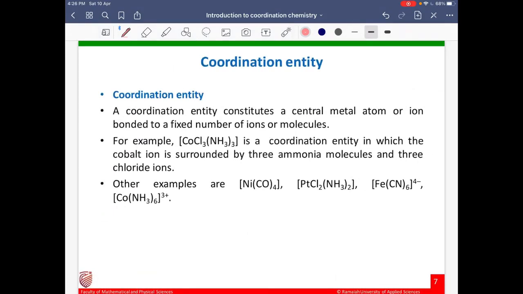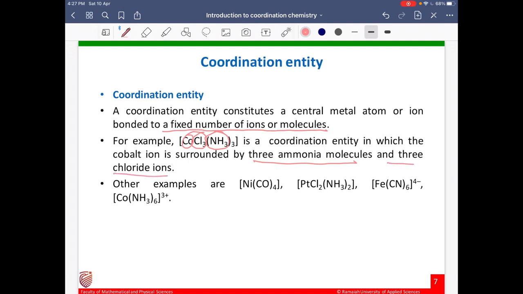Now we will discuss a few definitions of some important terms pertaining to coordination compounds. First one, coordination entity. A coordination entity constitutes a central metal atom. Here in an example, the central metal atom is cobalt, or ion, bonded to a fixed number of ions or molecules. So it is bonded to a fixed number of ions or molecules in that entity. It is a coordination entity in which the cobalt ion is surrounded by 3 ammonia molecules and 3 chloride ions.